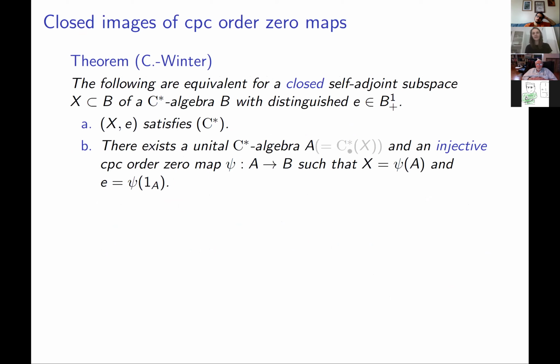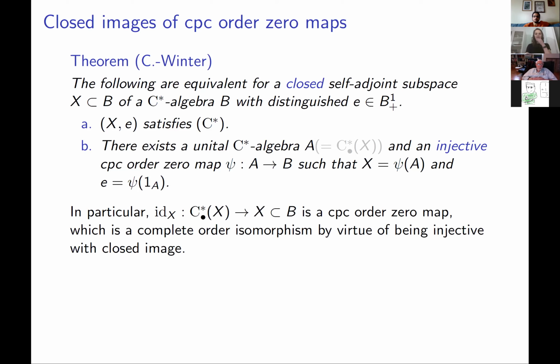But it turns out that if I'm working in a closed self-adjoint subspace, then I get a little bit more, because if it's closed, then X is automatically closed in this bullet norm. So I get to drop that pesky criterion and say that the pair X and E satisfy C-star if and only if there is some unital C-star algebra, which is secretly this bullet C-star algebra, and an injective CPC order zero map from A into B where X is the image.